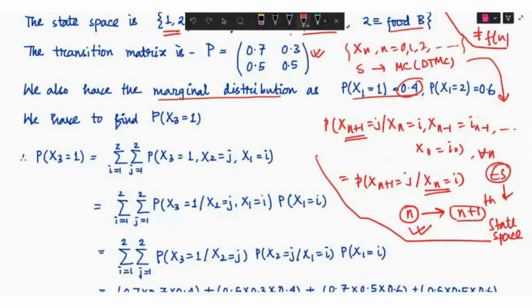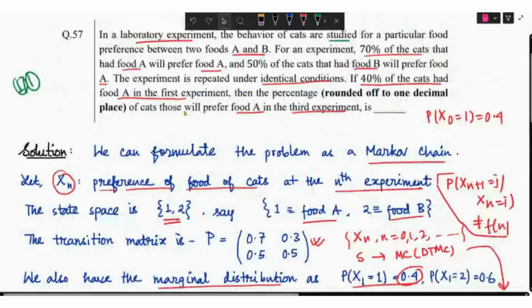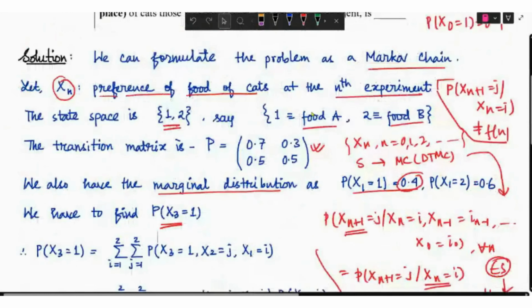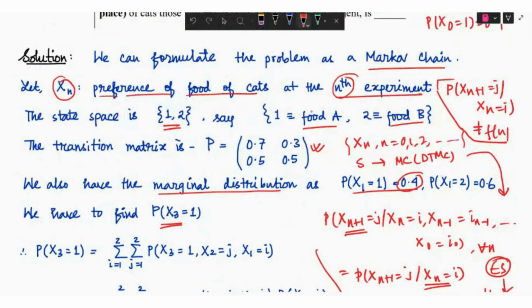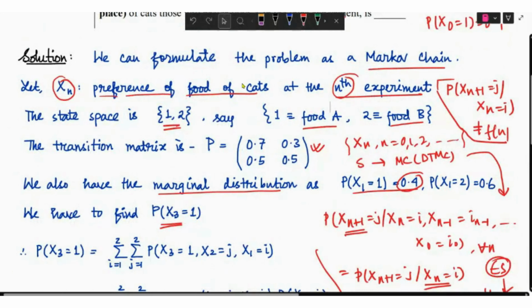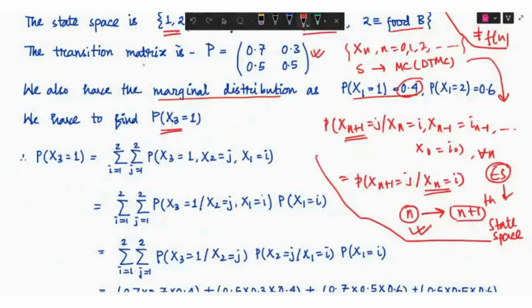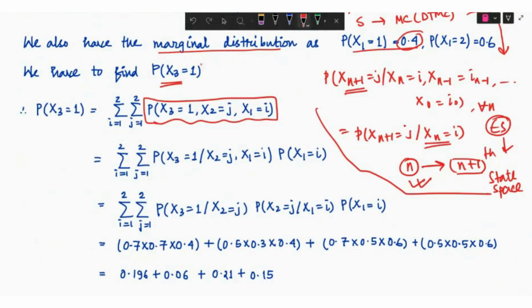So now we have to find the probability of X3 equal to 1, because the problem says that we have to find the percentage of cats that will prefer food A in the third experiment, that is X3. The nth experiment is Xn, so the third experiment is X3. To find it, we have to consider the dependencies as well. So the first dependency comes on X2 equal to j and X1 equal to i. So we have to sum over all possible i's and j's. Okay. So this becomes X3 equal to 1 given X2 equal to j and X1 equal to i, times X1 equal to i. This is simply the conditional probability theorem.